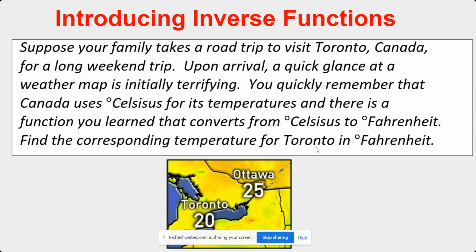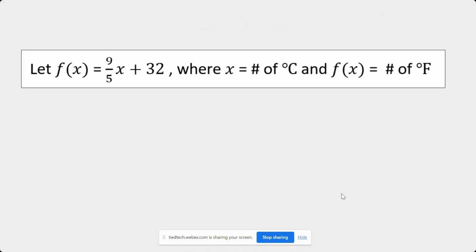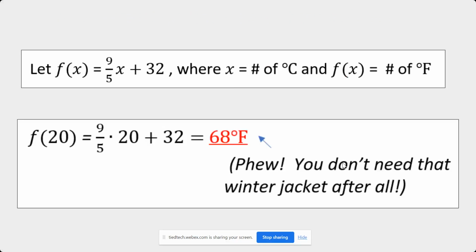They've seen a formula before in their previous math or science classes where they've converted temperatures from one degree type to another. In this case, if they were going to Toronto for the weekend, they might look at the weather forecast and think, oh my gosh, it's going to be really cold. But if they use the function f of x equals 9/5 x plus 32, they quickly find out that, oh, that's actually 68 degrees Fahrenheit. Not so bad. Not so bad at all.